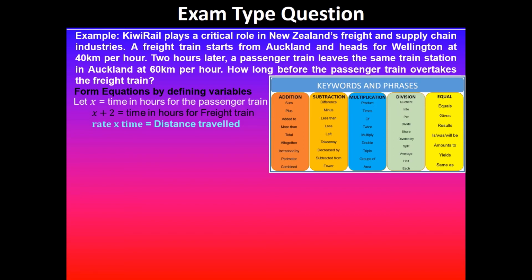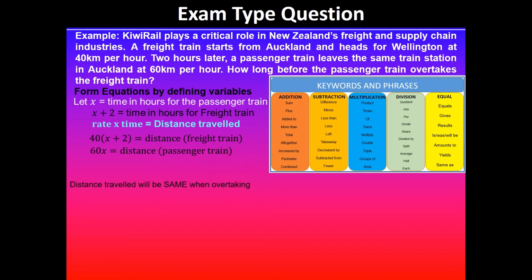And in this case, for the passenger train to overtake freight train, the distance covered by freight train will be given by 40 because that's the rate at which it was traveling, so 40 km per hour multiplied by the time, and time for freight train is x plus 2, so 40 into x plus 2 will give you the distance for freight train. Likewise, 60 times x will give you the distance for the passenger train.